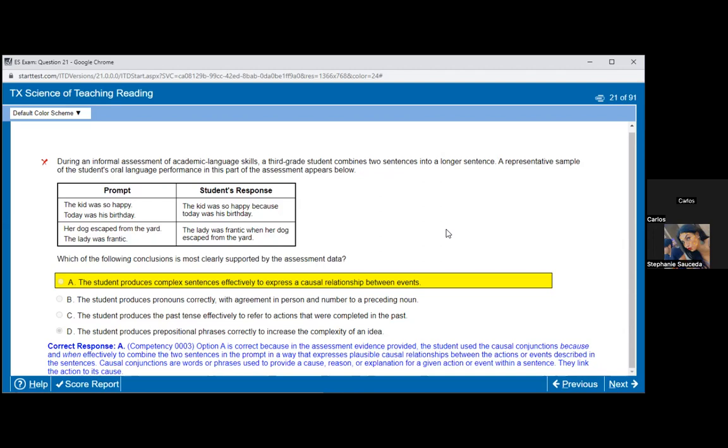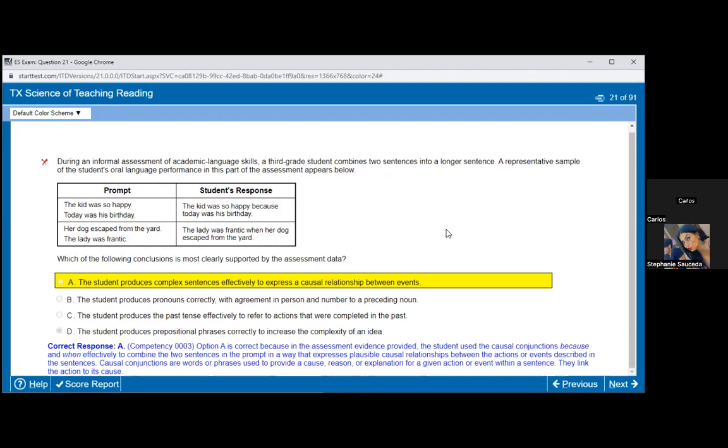Let's take a look at the answer choices. The student produces complex sentences effectively to express a causal relationship between events. The student produces pronouns correctly, the agreement in person and number to a preceding noun. The student produces the past tense effectively to refer to actions that were completed in the past. The student produces prepositional phrases correctly to increase the complexity of an idea. So we know that A is correct.